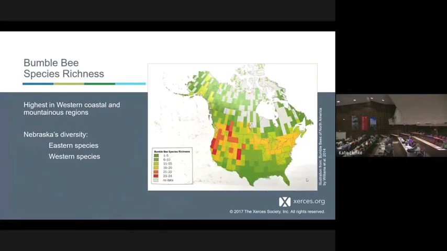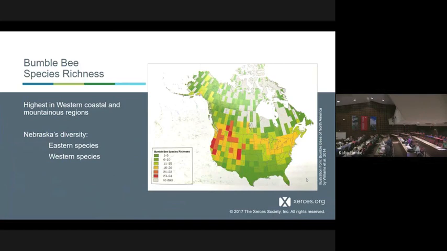This should look familiar here. Jenny went over this earlier. So this is just basically a heat map of all the species that we see in North America. Areas that you see that are red mean there's a lot of different types of bumblebee species in that area. And in Nebraska, we're in a unique location because we get species that are typically found in the western United States and in the eastern United States.